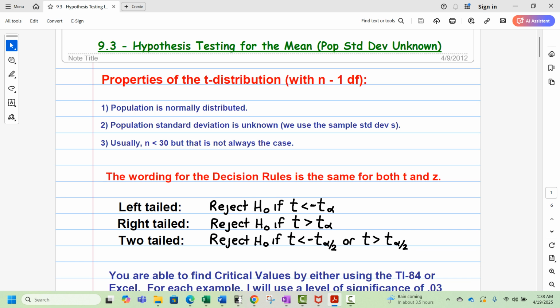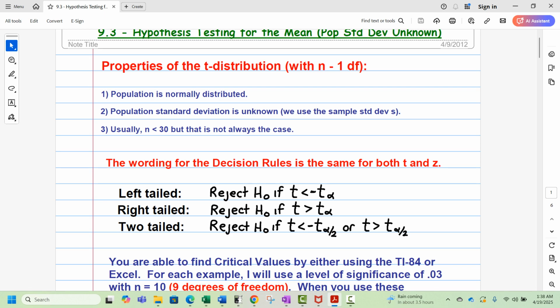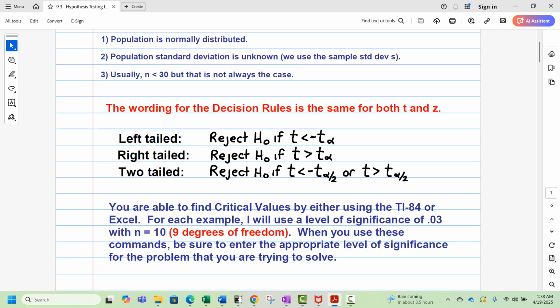Now the decision rule wording is pretty much the same for t as it is for z. You're going to reject the H0 if t is less than or equal to the critical value for left-tailed, which will be negative. Right-tailed, you reject if t is greater than the critical value, which is positive. Two-tailed, you reject if it's in either end, the negative end or the positive end.